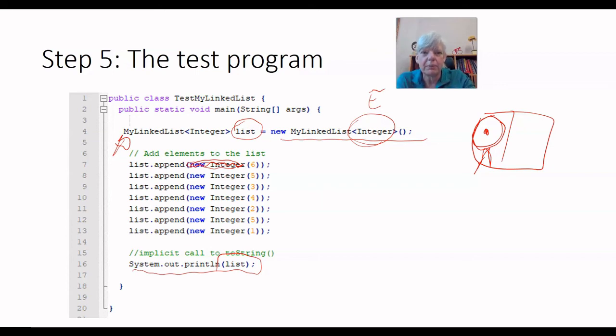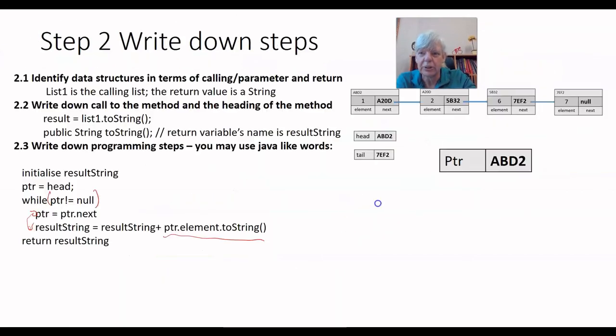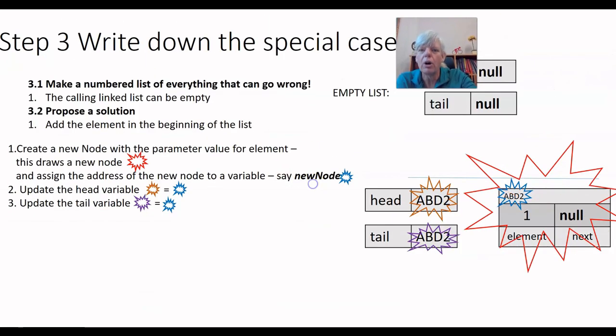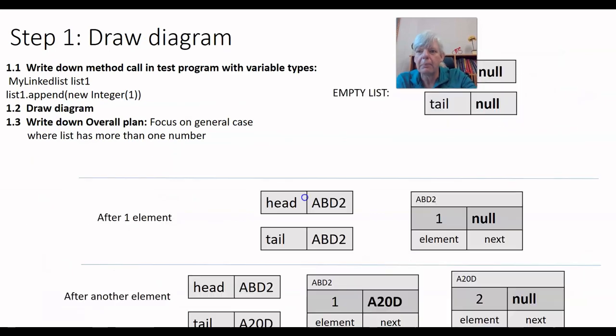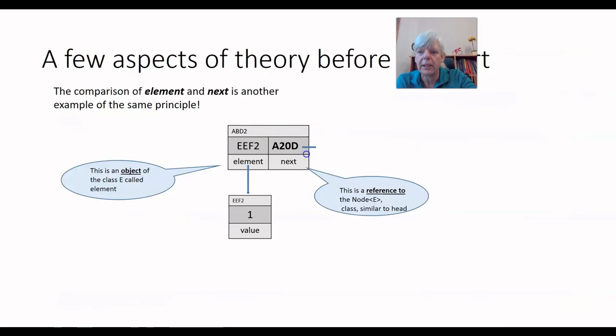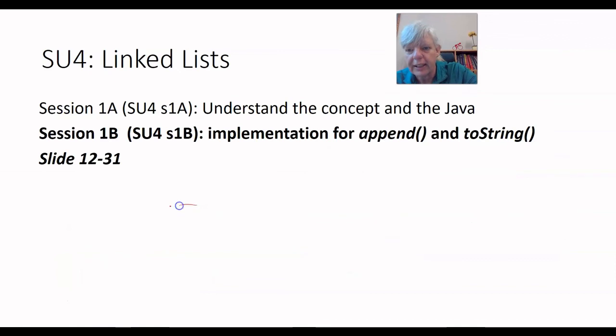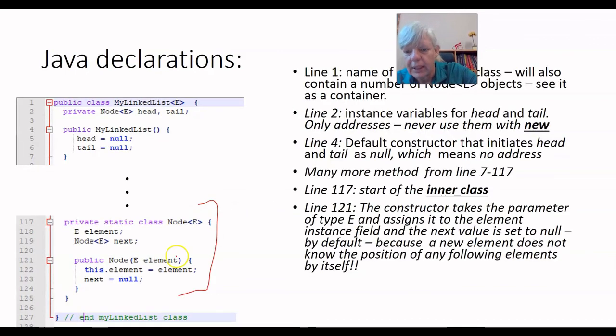Okay, before I end this session, I just want to go back a long way. A long, long, long way back. Here I am. I want to come here. What does the constructor of the inner class do? It takes the parameter and stores it in the element.